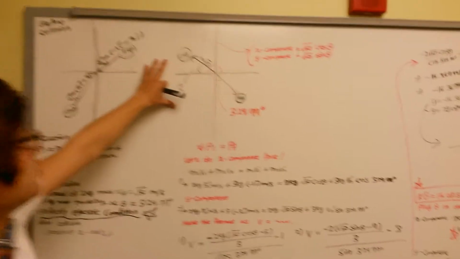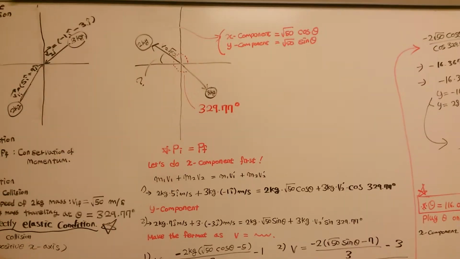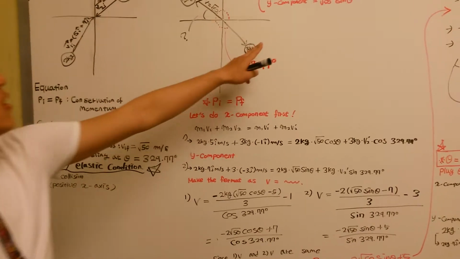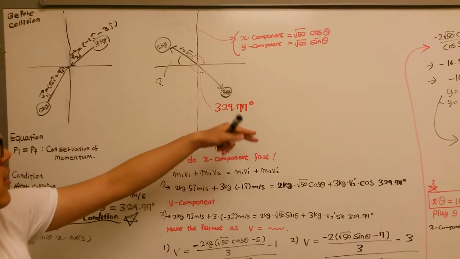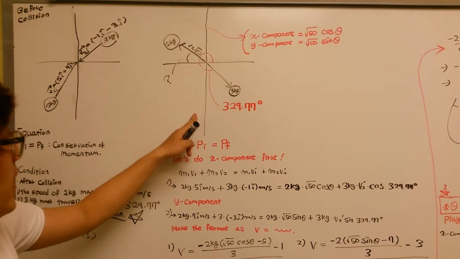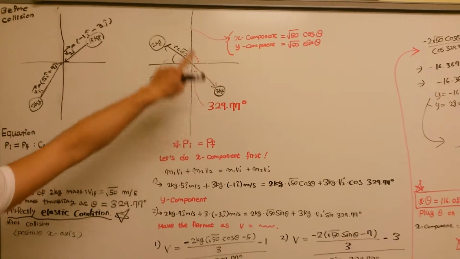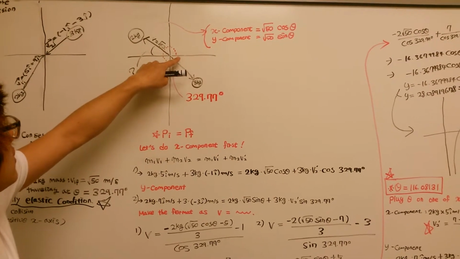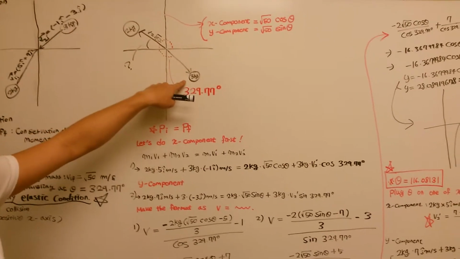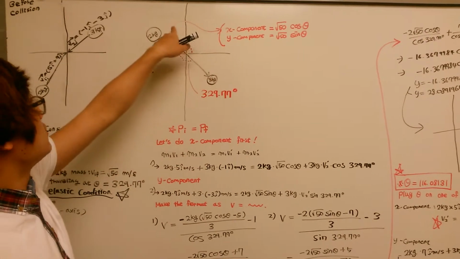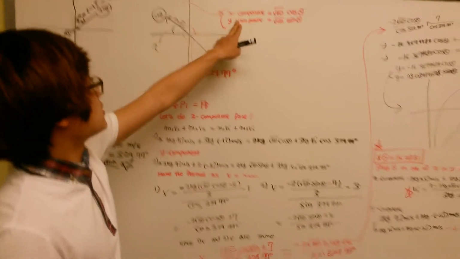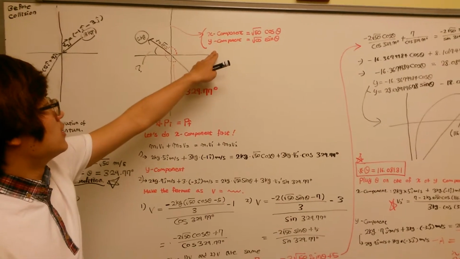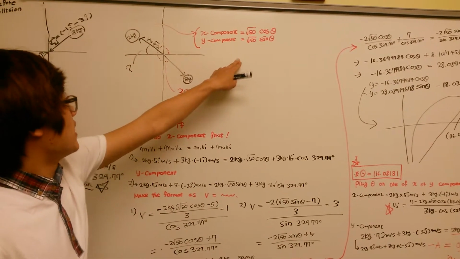So this diagram is for after collision, and I assume that since the x-axis should be positive, the 3 kilogram mass should go down, x positive and y negative. So from this graph I can define 329.77 degrees as the counterclockwise angle of the 3 kilogram mass, and for the 2 kilogram mass we can define the x component of the velocity as square root 50 cosine theta, and the y component equal to square root 50 sine theta.